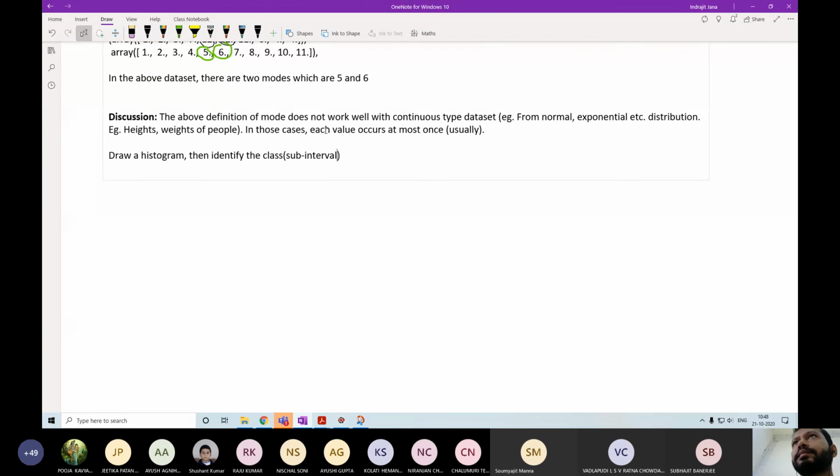having the highest height. Okay, in those kinds of data sets, you identify the class which has the highest height, and we say that the modal class is that highest height class.